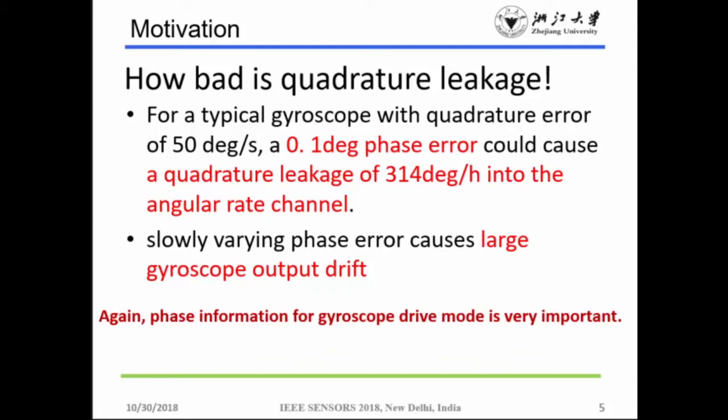It gets worse because often the phase error is determined by temperature. It is a slowly varying term, so it causes large gyroscope output drift. So we have to emphasize that phase information for the gyroscope drive mode is very important.